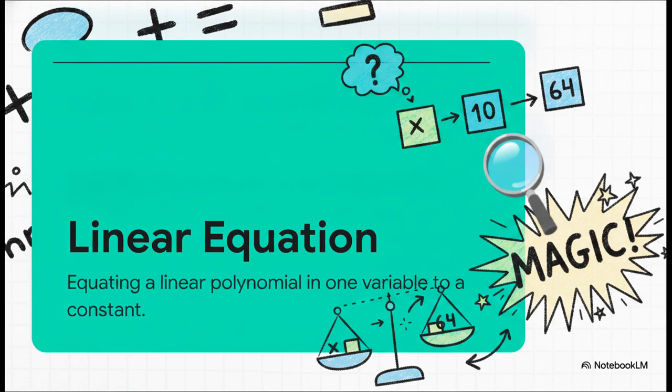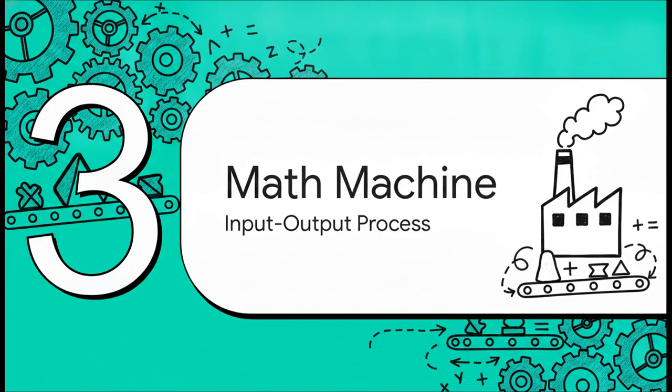And suddenly, it's a puzzle we can actually solve. We just subtract 10, divide by 2, and we find that x equals 27. It's almost like magic. Let's step right into part 3, the math input-output machine.